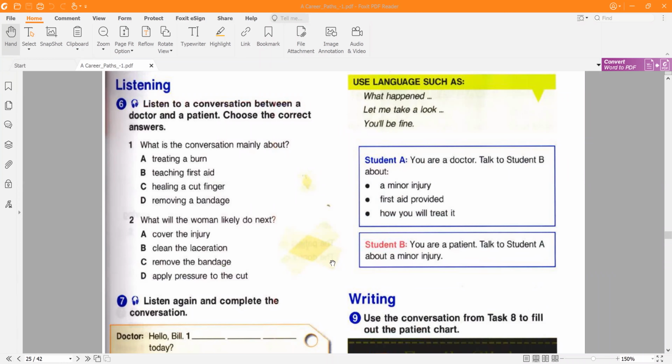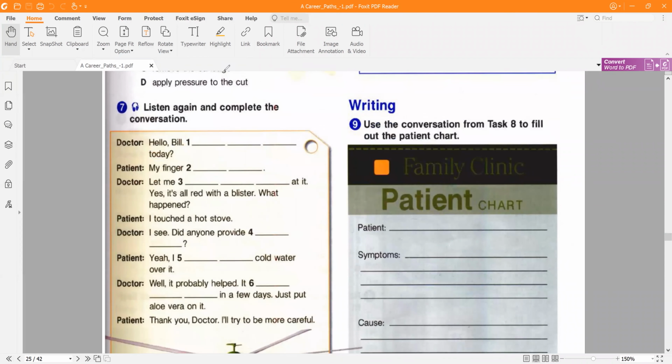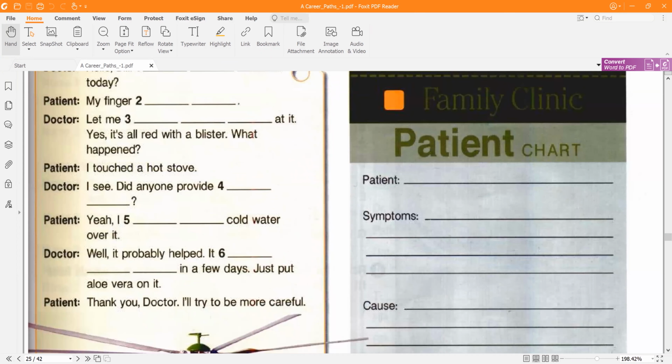Okay, so for number one, what is the conversation mainly about? As you listened, yes, it's about treating a burn. So A is the right answer. What will the woman likely do next? The woman means the doctor. So the doctor is going to cover the injury. So again, it's A. Okay, now we are going to listen and write the missing words. And if there are some issues related to grammar, we are going to take them. Okay, so this is Bill again.